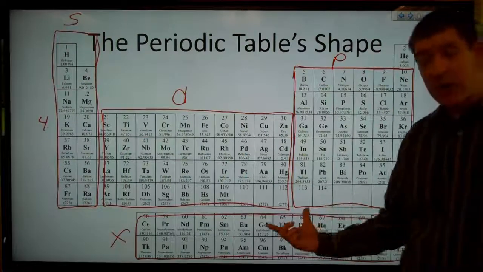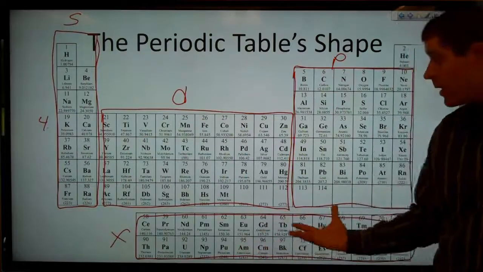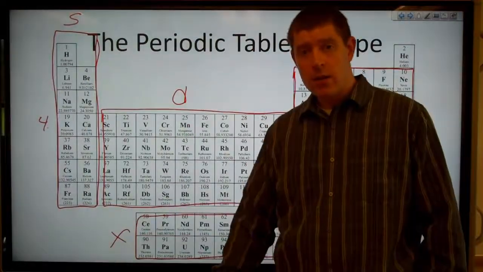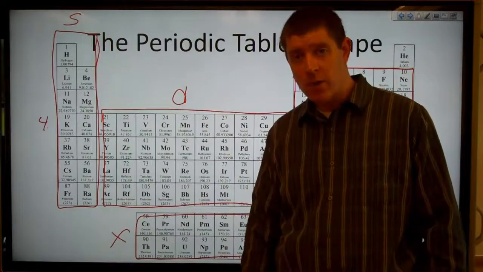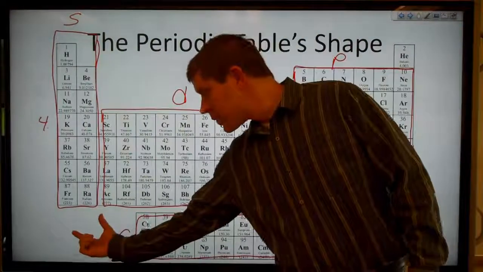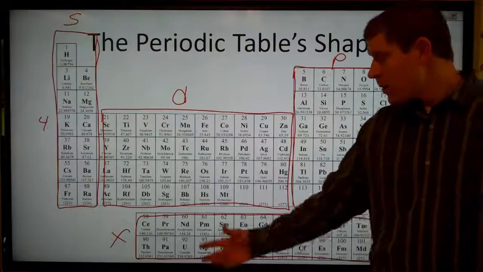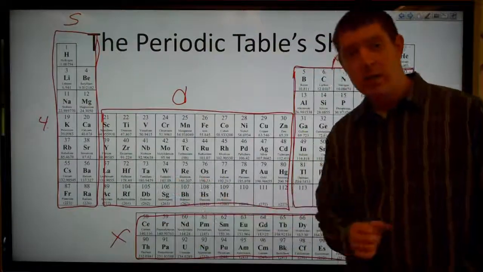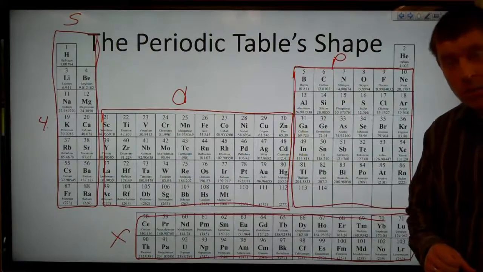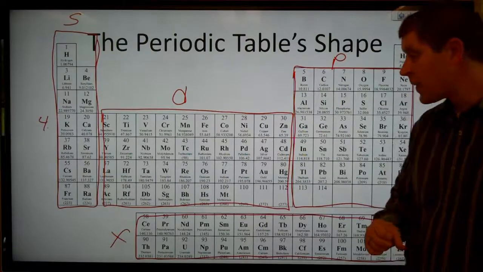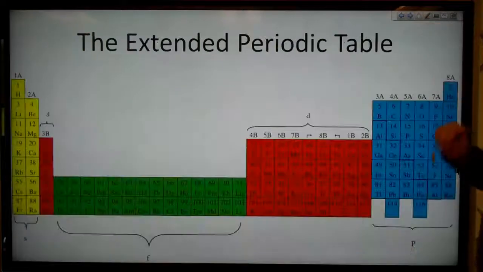If we had a g block on the periodic table, which we don't, but if we at some point in the future discover enough elements, make them, to get to a g block, then we would have 18 elements in the g block because we could get up to 18 electrons in the g orbital subshell.